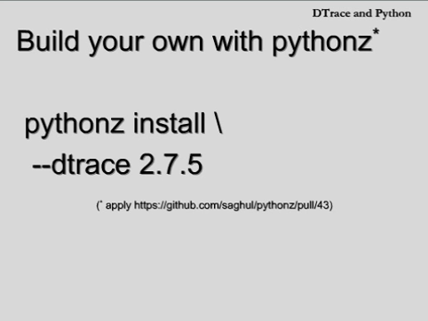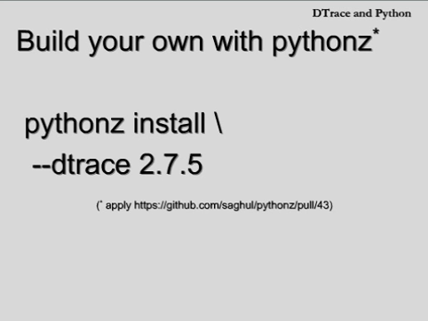So anyway, if you check out my fork of this Pythonz project, or you go to the URL that's in this slide, and you pull down that patch and apply it to your Python code base, then you'll be able to do it like this: pythonz install --dtrace, and then some version. 2.7.5 is the most recent 2.7 version.